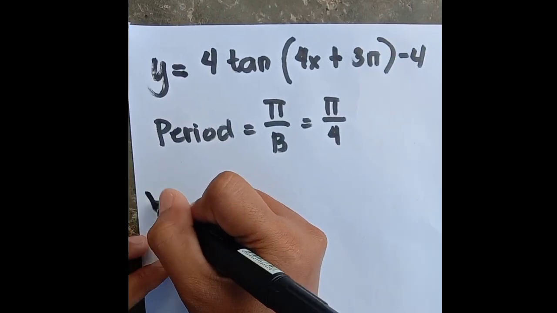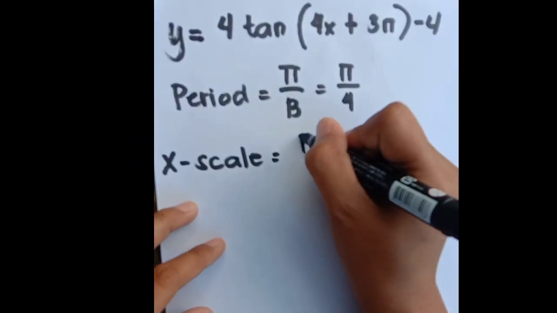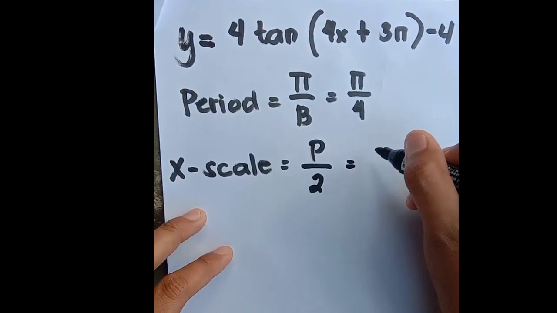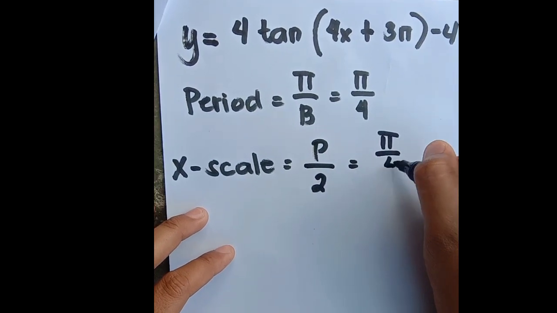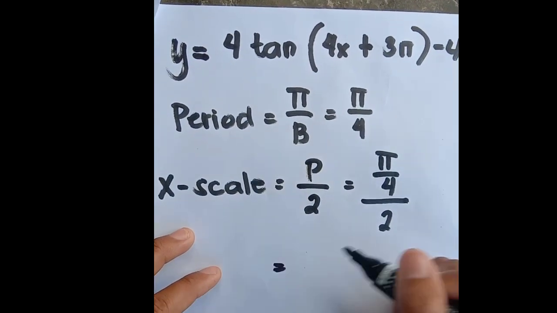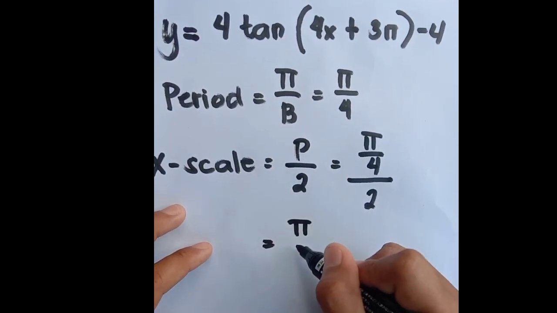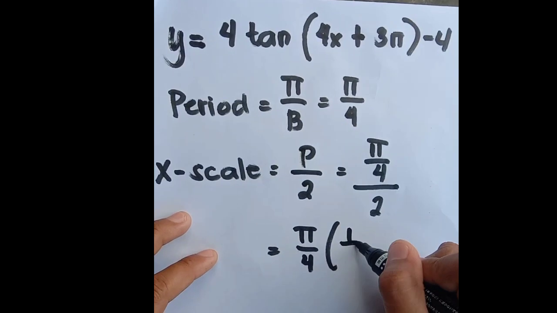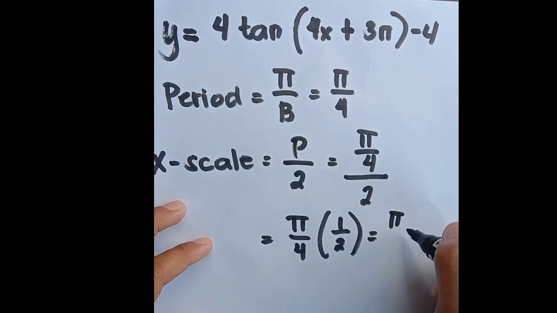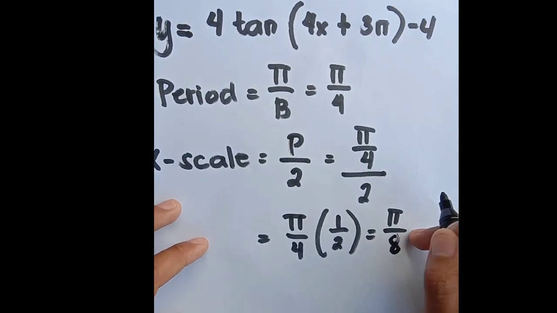Then the x scale, period over 2. So the period is pi over 4. So pi over 4 divided by 2. So reciprocal this one, pi over 4 times 1/2 because reciprocal. Then pi times 1 equals pi. 4 times 2 equals 8. And this is our x scale.